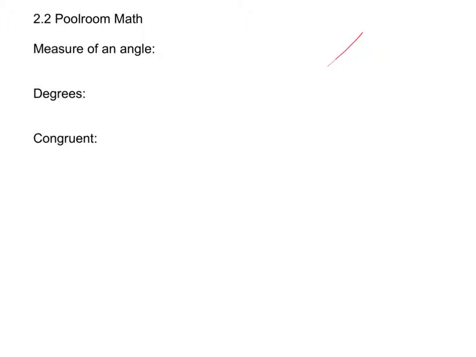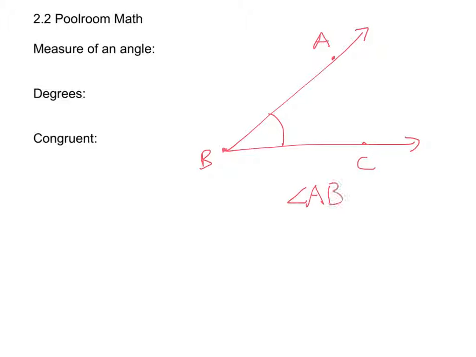Okay, so if we have the same angle as before, angle ABC, then to get the measure of that angle, we're going to put an M in front of that, and now this means essentially the size of the angle or the rotation that is required to get from one ray to the other. And we measure this in degrees.